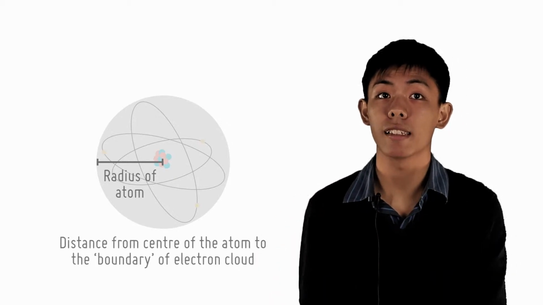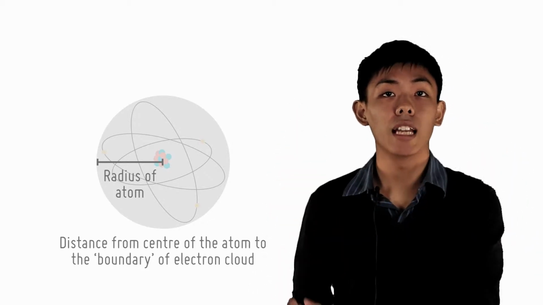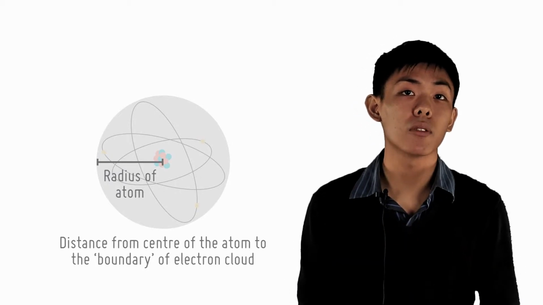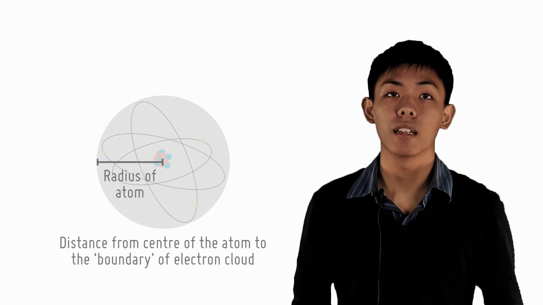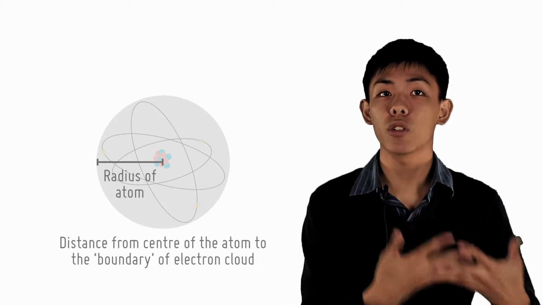But what defines this radius then? It is the distance from the center of the atom to the boundary of the electron cloud. Nevertheless, as we already know by now, electron orbitals do not have clear physical boundaries. This is why we have several definitions of what atomic radius refers to. They are actually all pretty similar.